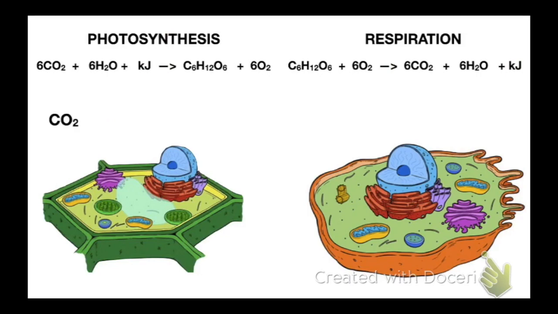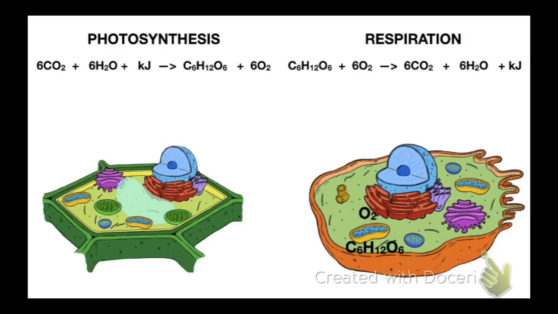So, CO2 goes into the plant. Water goes into the plant. Energy goes in from the sun. And then we make glucose and oxygen. And that glucose and oxygen can get breathed in by an animal. Well, the oxygen gets breathed in, the glucose gets eaten.